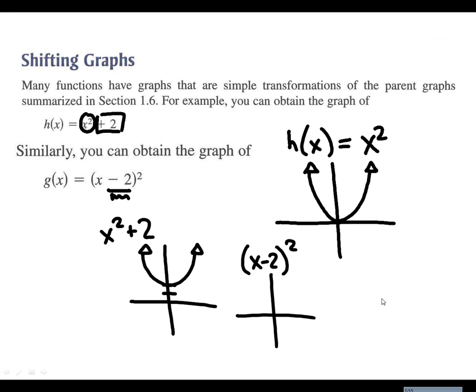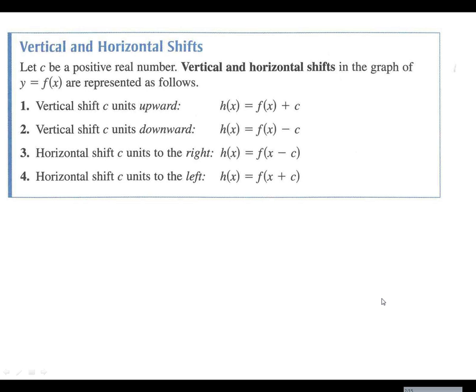On the second example, where we have x minus 2 squared, this is going to be a horizontal shift. Horizontal shifts, we always go the opposite of the sign. So since it's a minus 2, we're going to go opposite of that, plus 2. We're going to go to the right 2 and have a parabola like that.